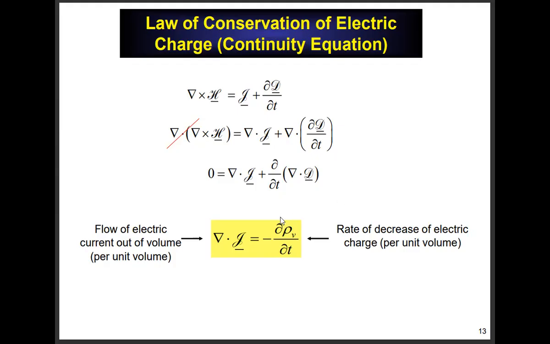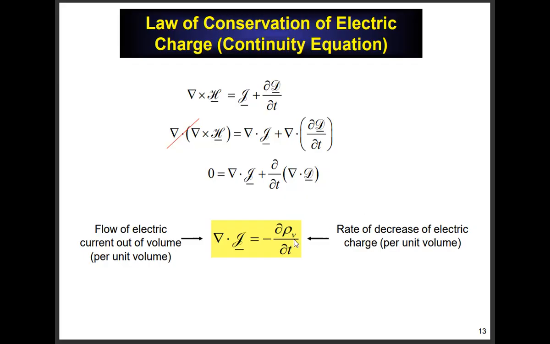Now, the divergence of J, if I take this across the equal sign, is minus the time derivative of the divergence of D. Does anybody remember from what's called the electric Gauss law, one of Maxwell's equations, what the divergence of D is? Right. So the divergence of D was rho v. So the divergence of J is minus the rate of change of rho v.